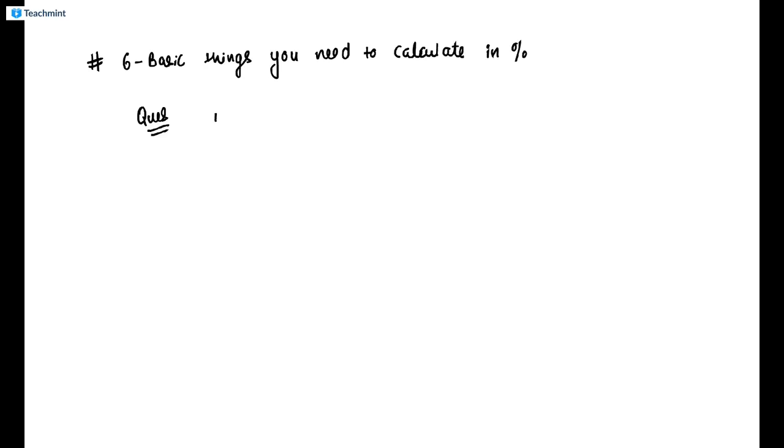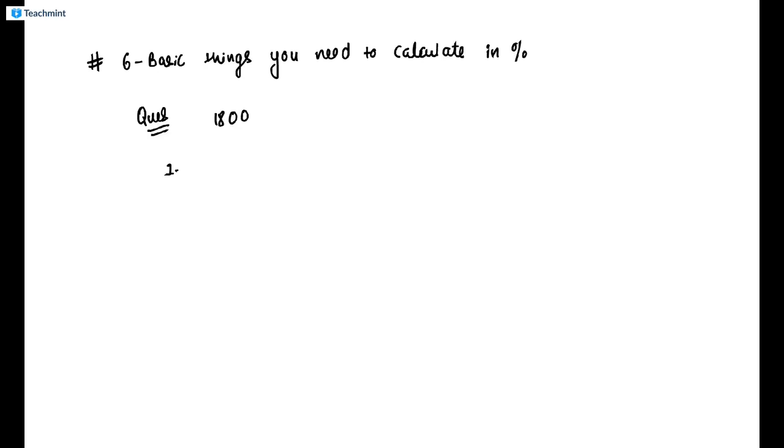Now I will tell you one shortcut, right? This is the key to success, that you should calculate these 6 basic things in percentage, right? So for example, the question is that you need to find the percentage of 1800. What 6 things am I telling you?